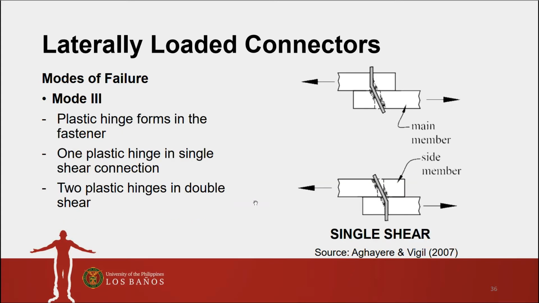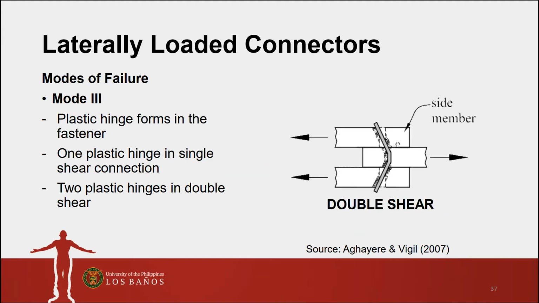Next we have Mode 3. A plastic hinge forms in the fastener. One plastic hinge forms in a single shear connection, as you can see here. This becomes the plastic hinge. Meanwhile, we have two plastic hinges for double shear. So it can also occur between the main member and the side member. You can see here two hinges for double shear, for three-member connections.